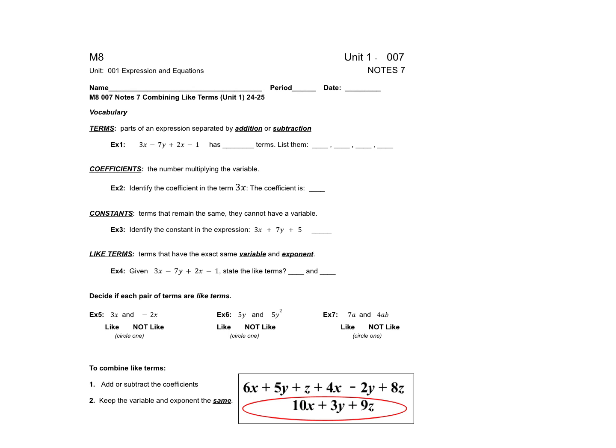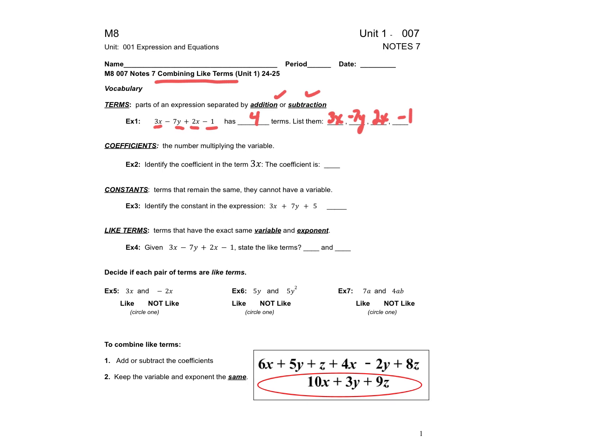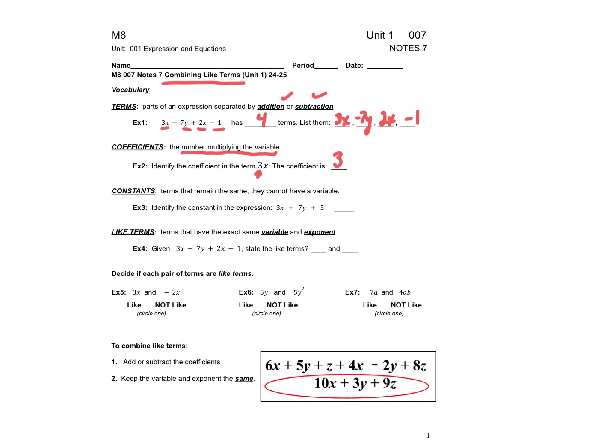Today we're going to talk about the distributive property and combining like terms. If we start with terminology, a term is a part of an expression separated by addition or subtraction. Example 1 has 4 terms: 3x, negative 7y, 2x, and negative 1. The coefficient is the number in front of or multiplied by the variable, so the coefficient in this term is 3. The constants don't have a variable, so in this one it would be 5.